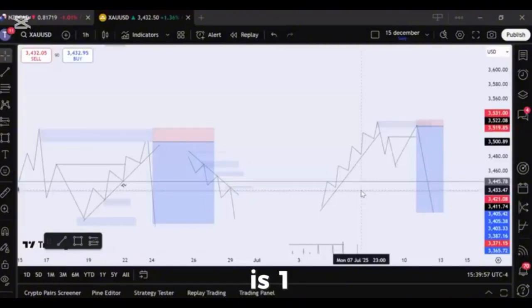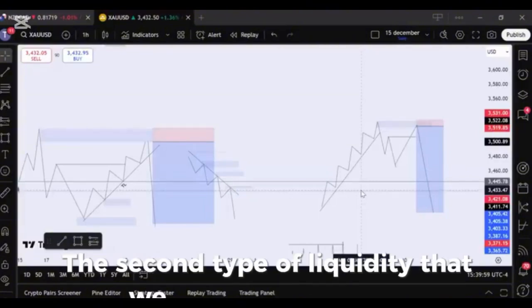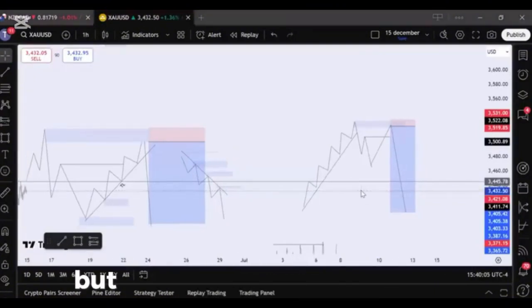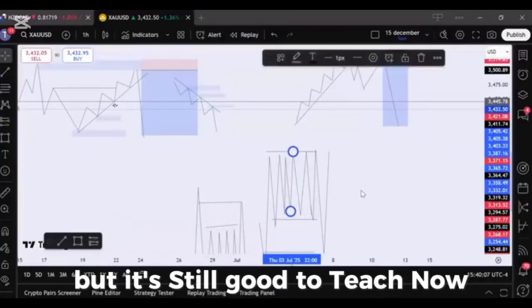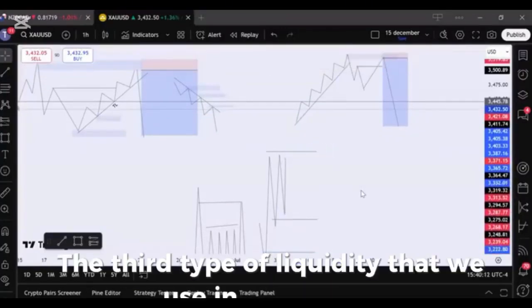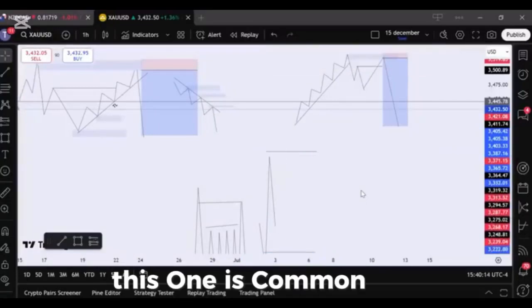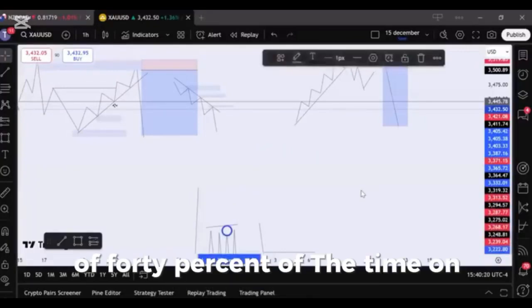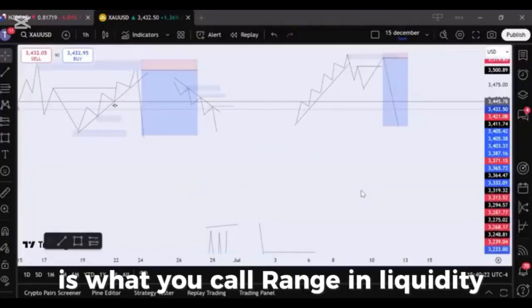So that is the second type of liquidity that we have in the market. I would say it's about 2% of the time. I've not seen it in 2 years, like I said, but it's still good to teach. Now, after that, the third type of liquidity that we use in the market, this one is a bit more common. You can see it like 40 or 50% of the time on the charts, and it is what you call ranging liquidity.